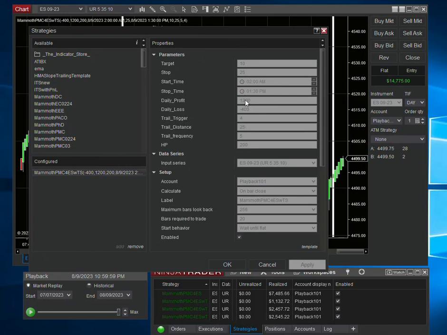The trail trigger of 4 ticks means that once the market moves in your favor by 4 ticks, the stop loss will move from the original stop loss, which is 25 ticks away from your entry price. Once the trade moves in your favor by 4 ticks, the stop will move to create a distance of 25 ticks from your current price, which is 4 ticks from your entry price. So that's basically trailing.